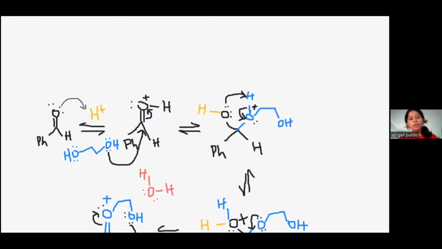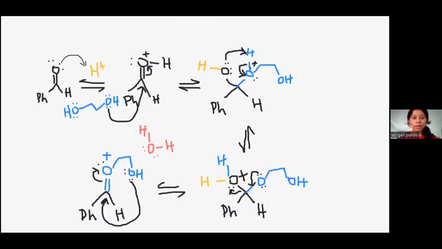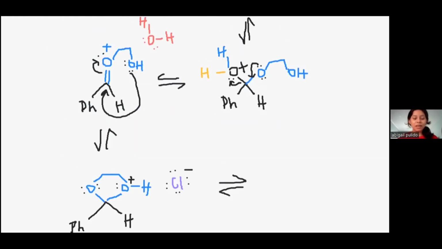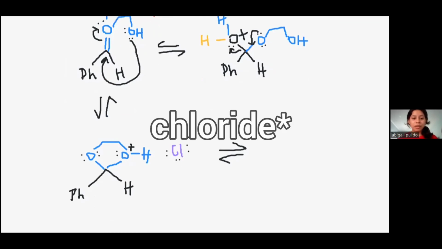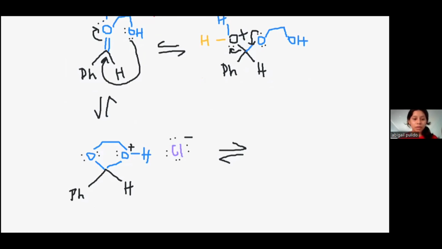So because the solution was acidic, for example, like hydrochloric acid, the conjugate base would be chloride, and the electrons from this would attack the hydrogen. That would lead to the electrons from the bond to move back towards oxygen. And then the final product is given here.